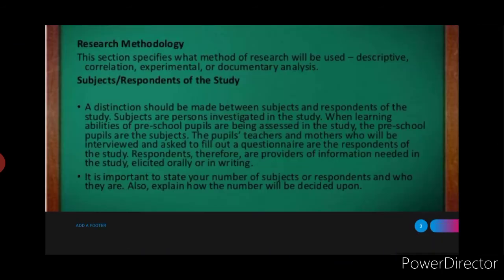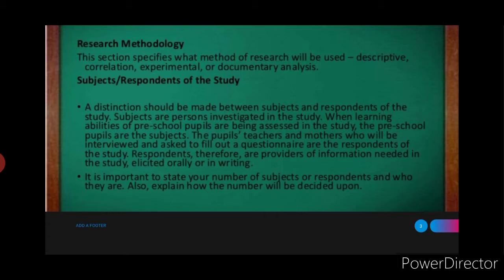Research methodology, this section specifies what method of research will be used. It is descriptive, correlational, experimental, or documentary analysis. Within this chapter, you will know all of that. In my topic, I will discuss all the ways on how to analyze the respondents. First is subject and respondent of the study.